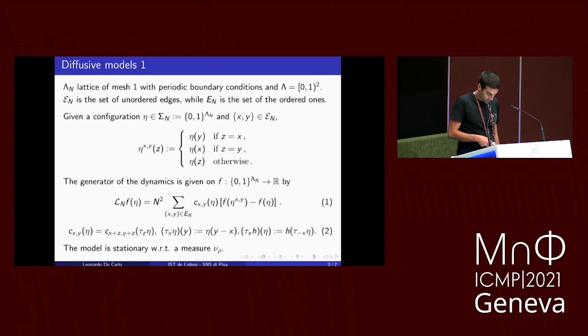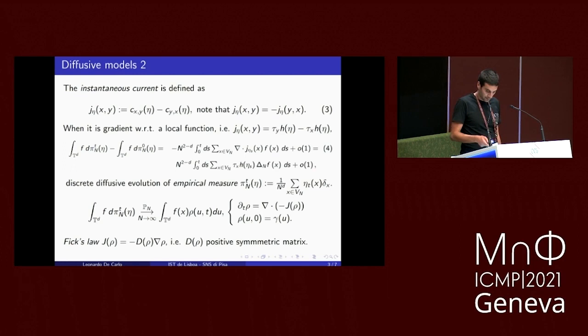The rates that I will consider, as you can see in equation two, are translation covariant. It means that the mechanism of jump is the same along all the lattice. And with tau_x, we denote the translation on the configuration of particles or the translation on a function h of the configuration. The models that I will consider are stationary with respect to a grand canonical measure parametrized by a density rho. So I will recap just something very well known.